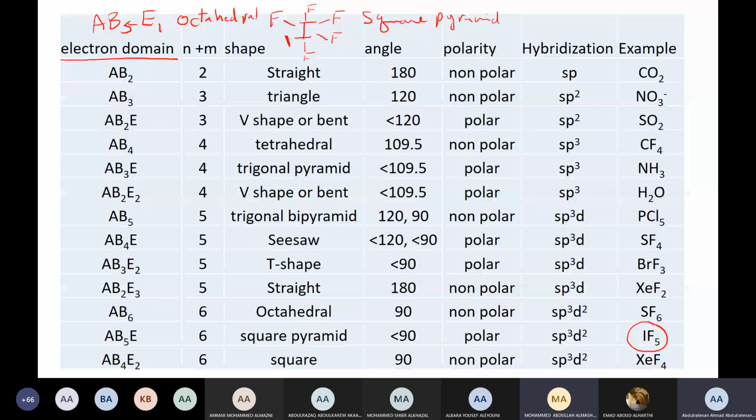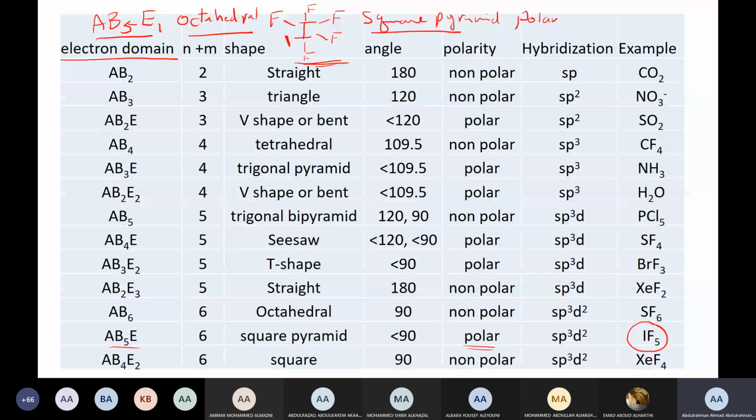See, the first thing you must do is draw the right Lewis structure and then answer my question. I already asked you 3 questions: the electron domain, the electron domain shape, and the molecular shape, square pyramid. Any one of them can come. 4th question, is this polar or non-polar? Polar. It must be polar. Why? Because it belongs to this one.